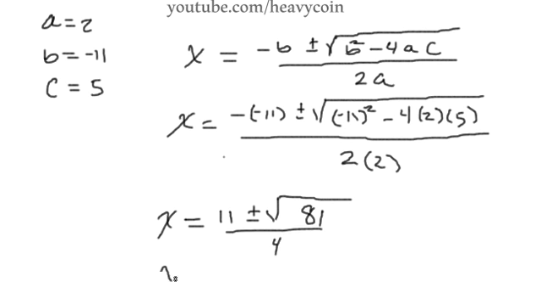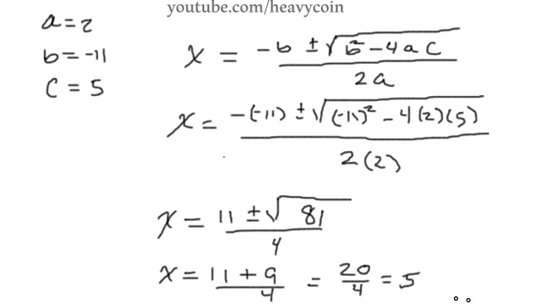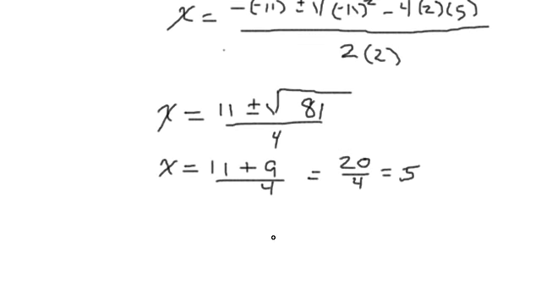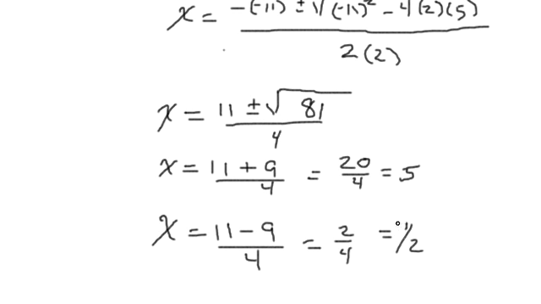So we're going to have x is equal to 11 plus the square root of 81, which is 9, and of course that's all over 4, and we end up with 20 over 4, which is 5. And of course, we've got to do the other one, 11 minus 9 over 4, and that's going to be 2 over 4, which is equal to a half. Okay, so these are our solutions. 5 and a half are going to be the solutions to our equation.